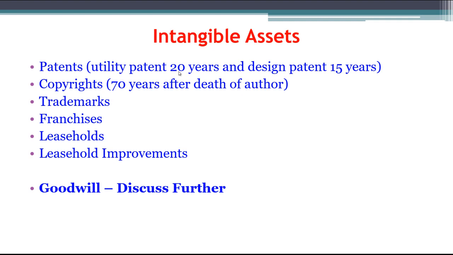Maybe we think this particular technology we invented is going to be obsolete in 5 or 10 years. Something bigger and better will come out. It's not a copying, it's just something better altogether. So again, we want to divide it by the actual useful life if we can estimate it, but certainly no more than the legal life.